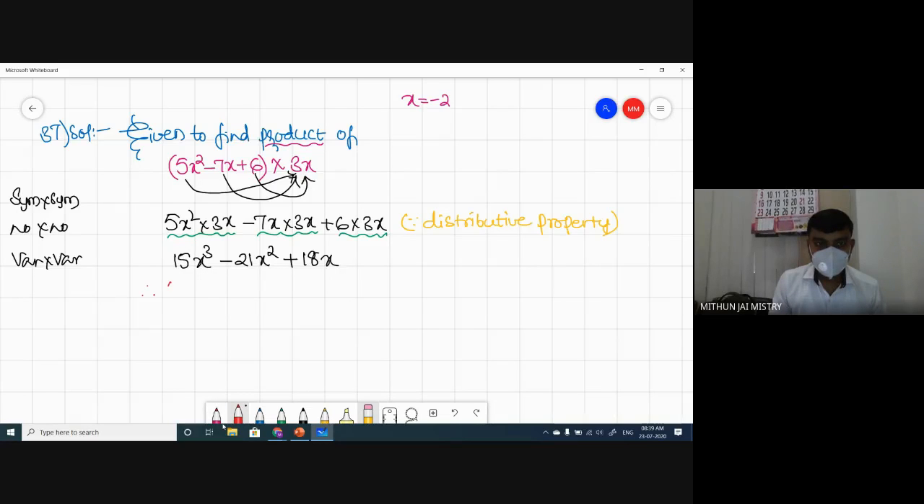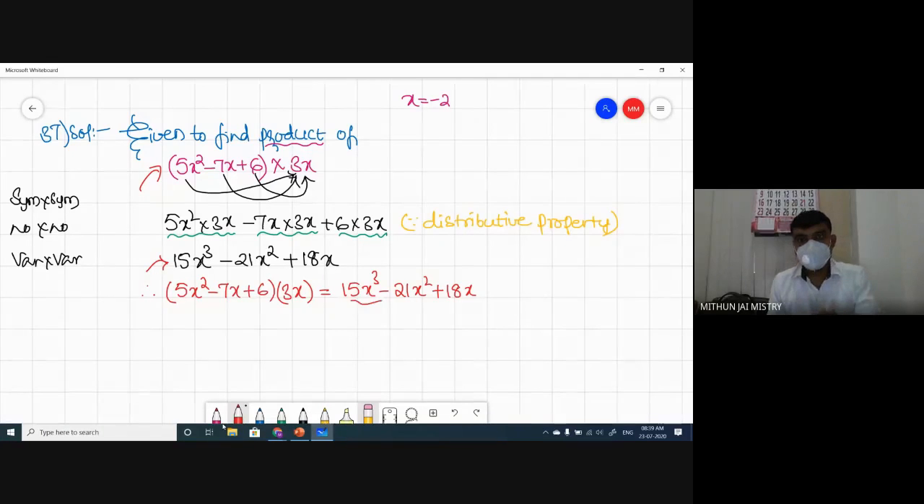Therefore, when we multiply 5x squared minus 7x plus 6 with 3x, this is multiplication, we are getting 15x cubed minus 21x squared plus 18x. So we started with this and we ended up with this. Now the first job is over. We got the product. This is the product. Now what's the second work?